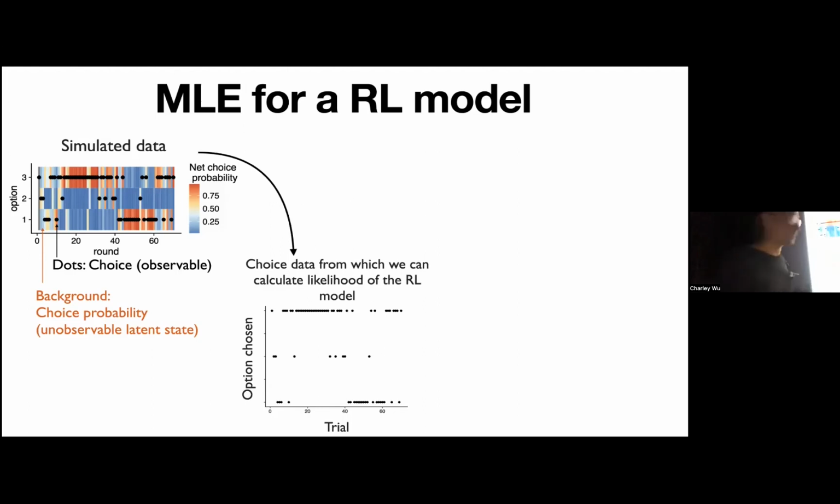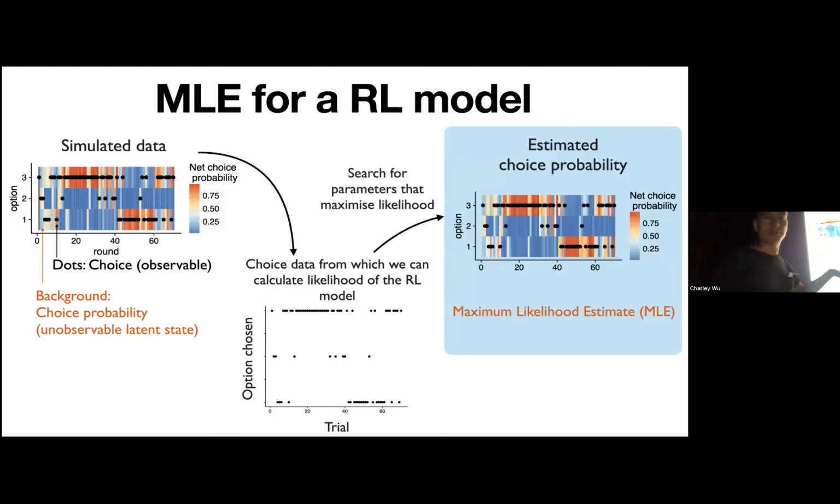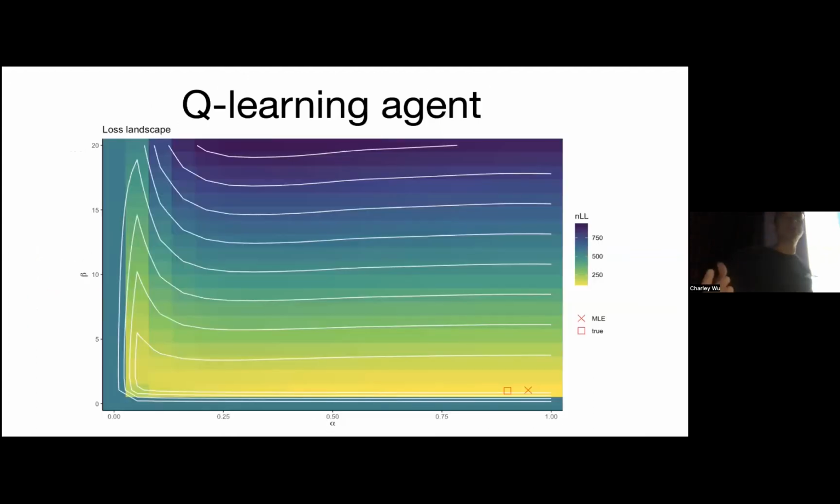So what we do is we take this choice data that we've acquired, and then we use it to calculate the likelihood of the RL agent by searching for the parameters that maximize the likelihood. This new plot looks quite similar, but actually we've optimized the parameters. It shows the predictions of the model corresponding to actual choices for the parameters that best fit the data. For the Q-learning agents you were just playing around with, we also computed the entire loss landscape for different values of alpha and beta.